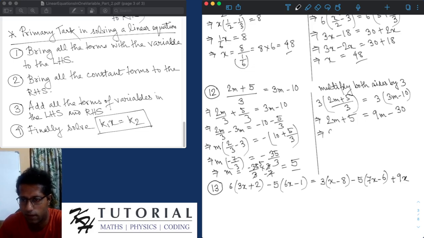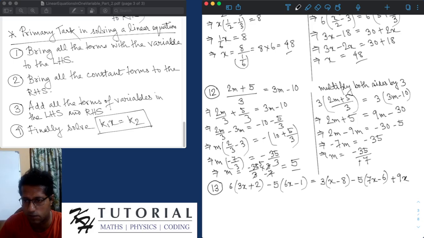So it becomes 2m minus 9m equals minus 30 minus 5. Now this implies, if we add the variable terms and add the constant terms, we get minus 7m equals minus 35. From here we say that m equals minus 35 divided by minus 7. Minus minus cancels out, 7 divides 35 by 5, so the answer is 5. The solution is 5. Okay.